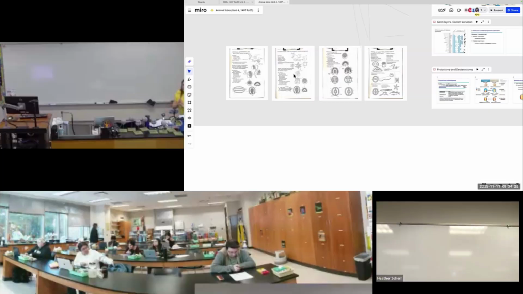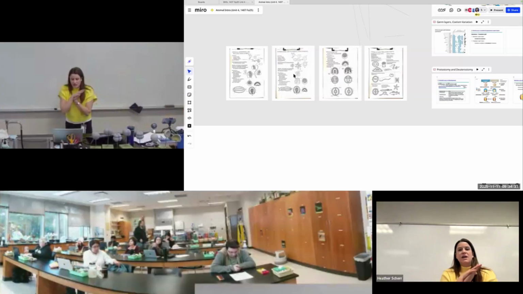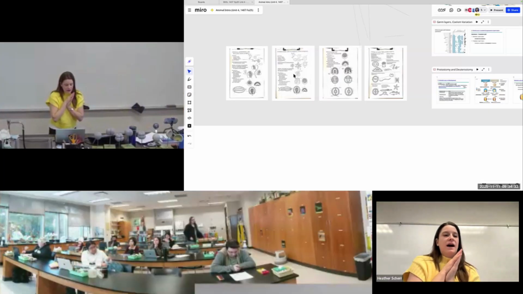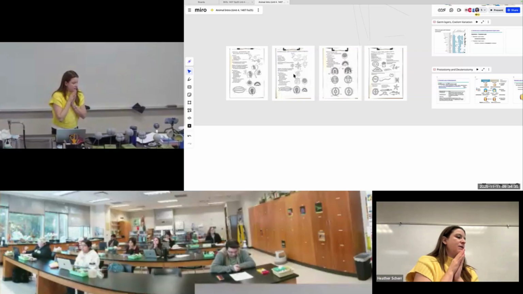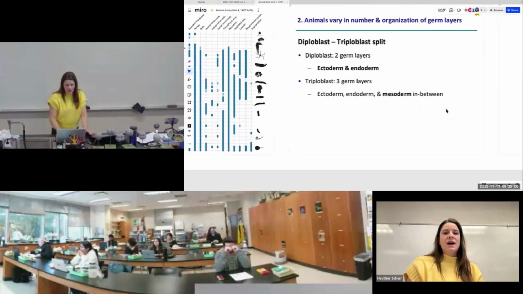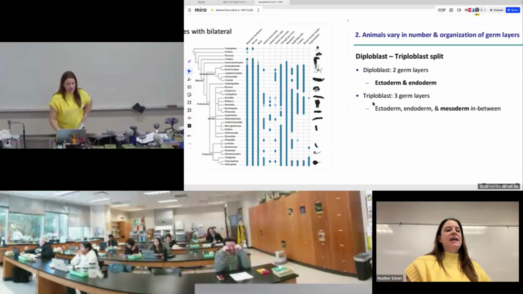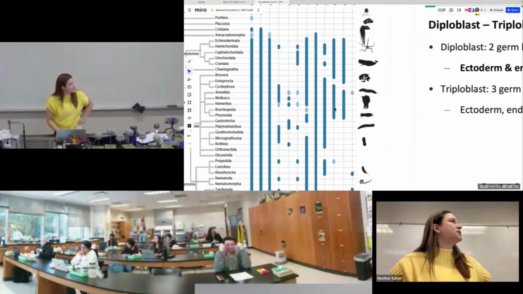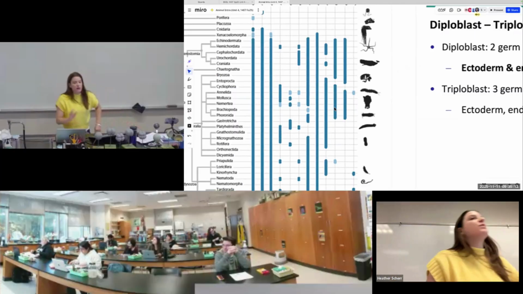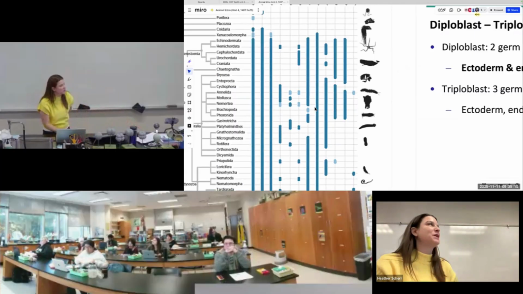Okay, let's color our little face real quick, because I want to do that, and that way we'll mostly be done with the different types of development. We have variation in the different types of animals. So here's a phylogeny that has most of the groups. We are not learning all these groups, we're only learning some of the groups.